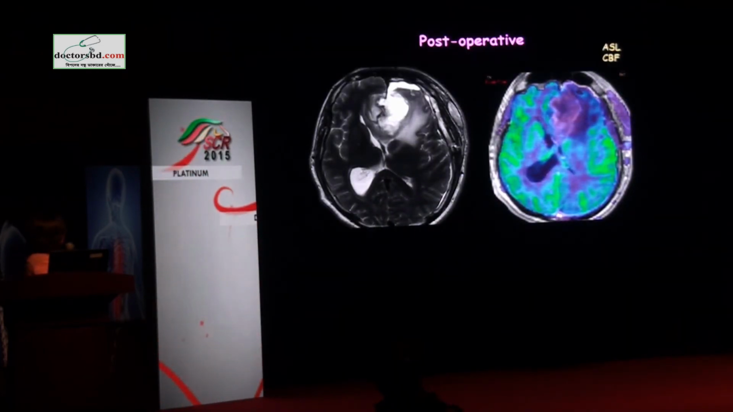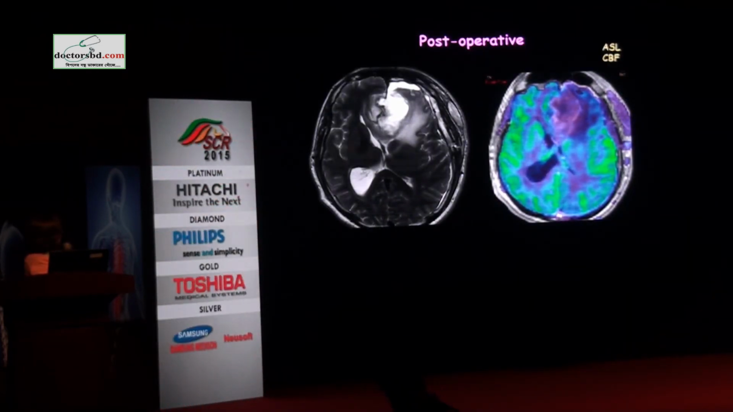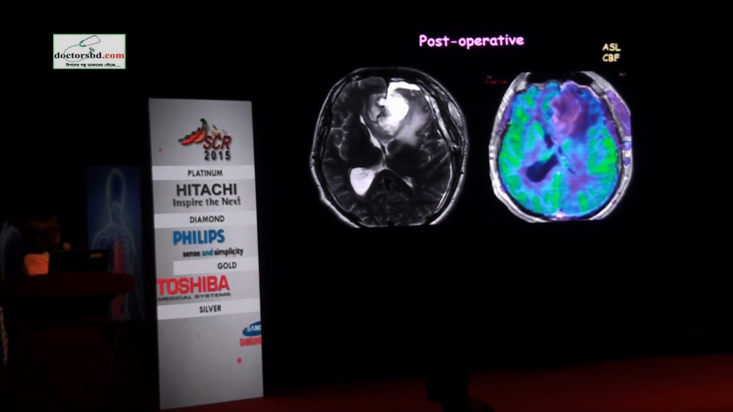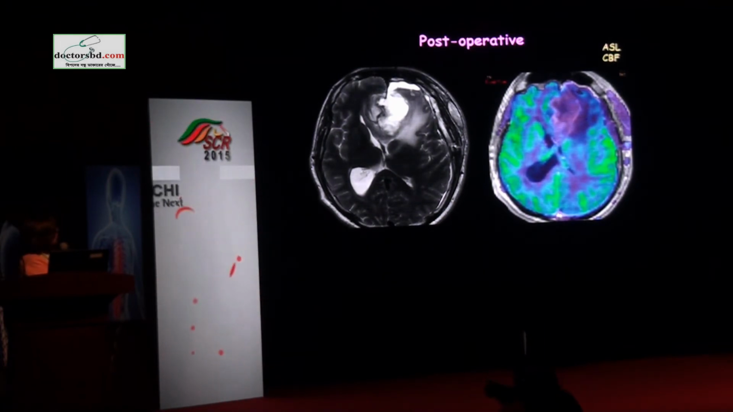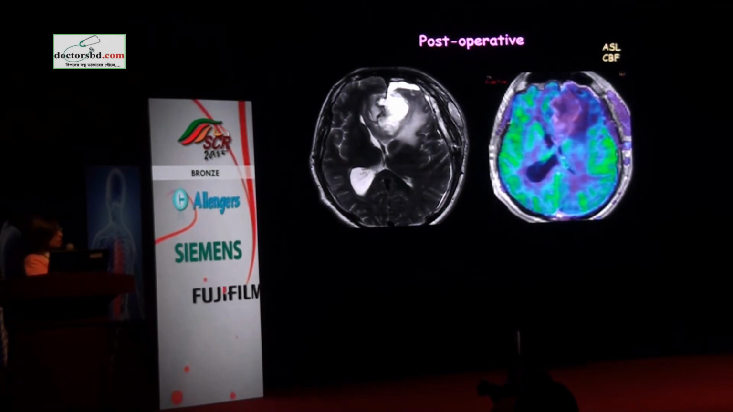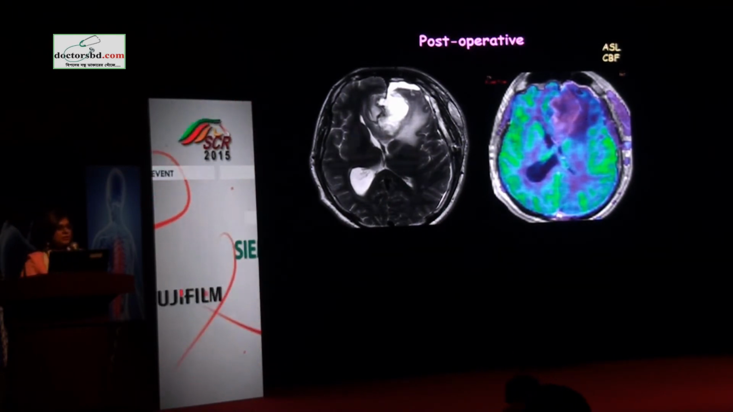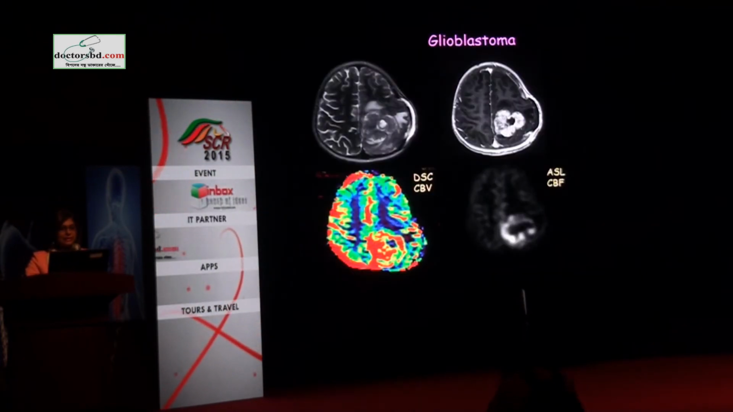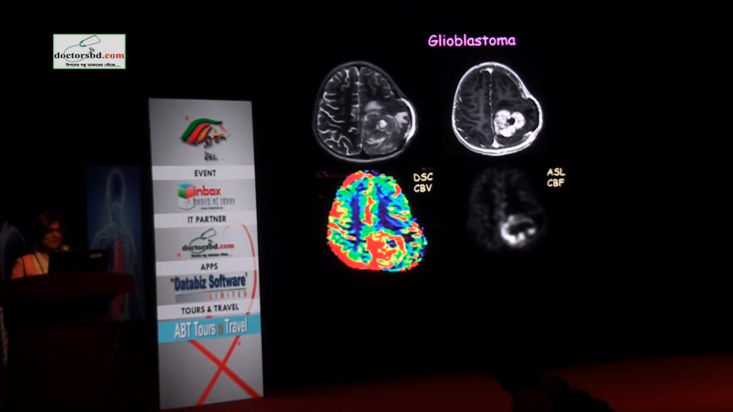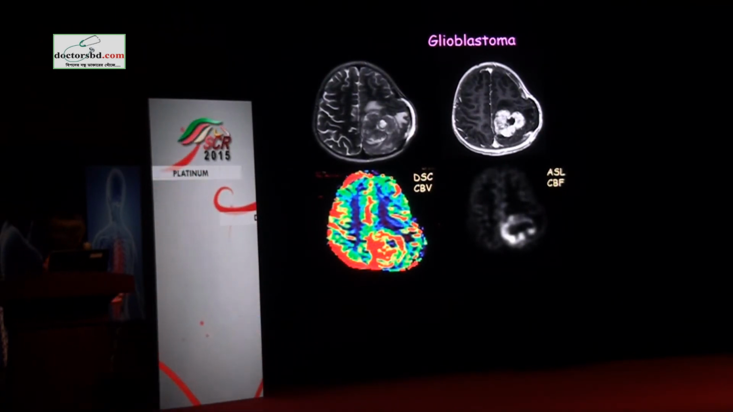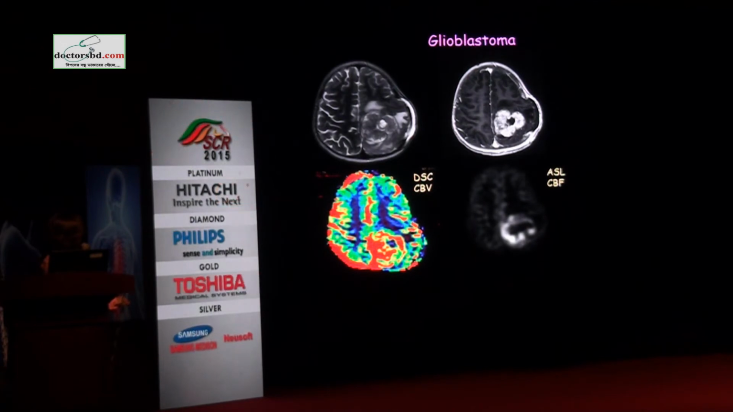This is the post-operative study with an ASL map. What is important is, because we told the surgeon to target this area, he has not taken out the periphery, but he has taken it out centrally. And after the post-operative ASL, we can show them that that area is completely out and the representative sample will be achieved. So this is a glioblastoma, which again shows good CBF.